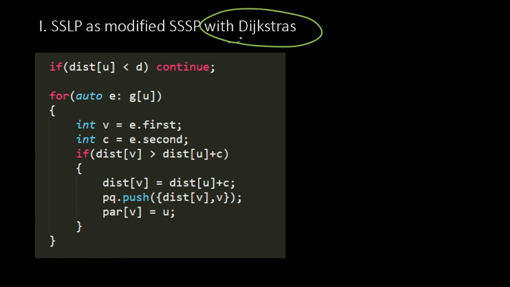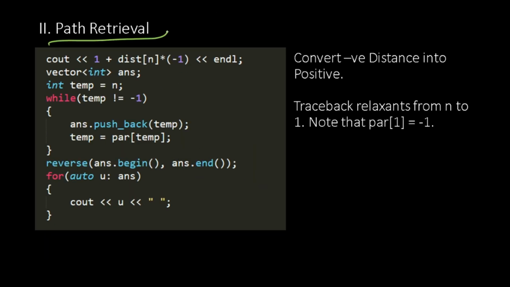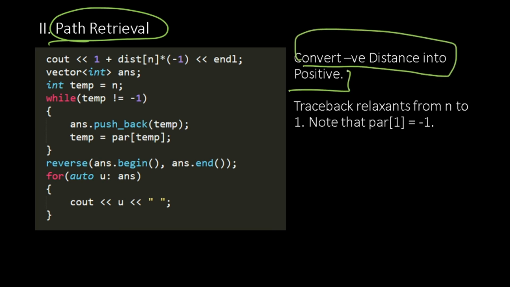As you can see, this is just plain and simple Dijkstra's. We are performing a relaxation here. We are relaxing the vertex V. While we are performing a relaxation, we are also capturing the parent. So we'll simply calculate the single source shortest path with this modification to Dijkstra's. And to retrieve the path, we have to convert the negative distance into positive first. That is part of the answer.